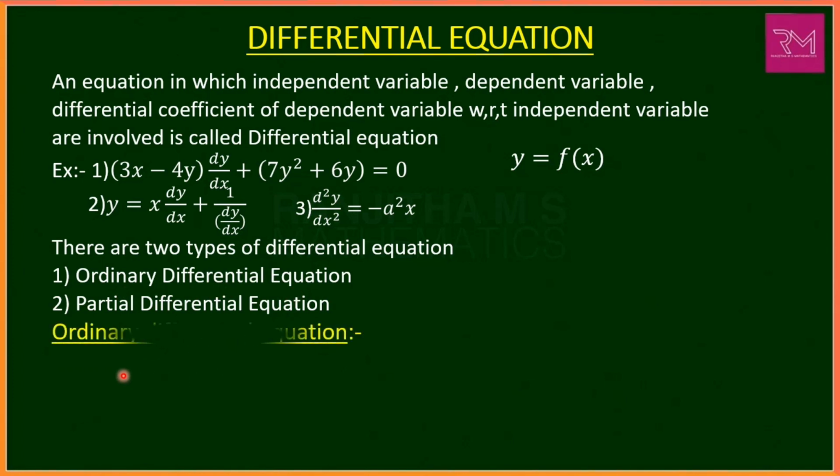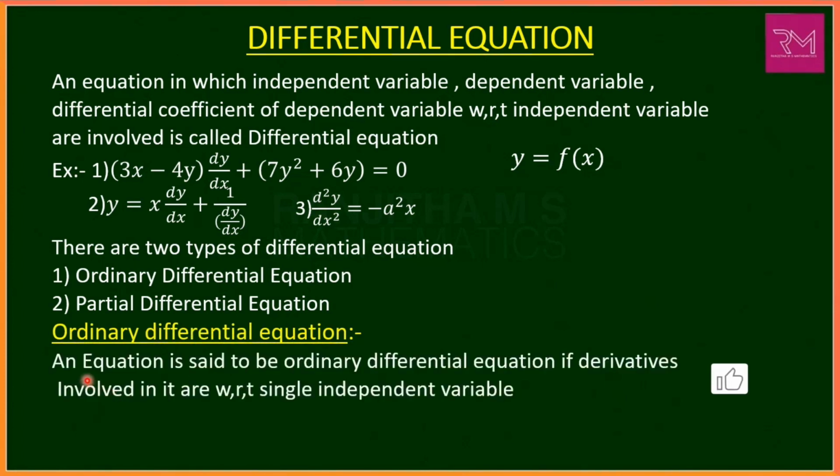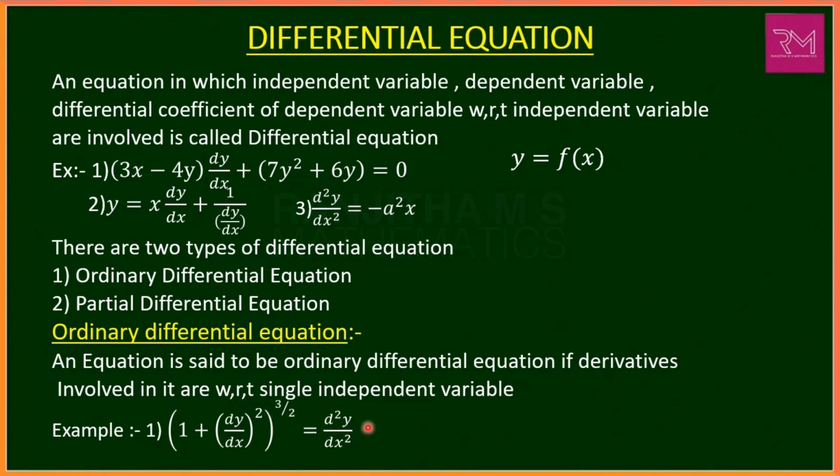Let us see the definition of an ordinary differential equation. An equation is said to be an ordinary differential equation if the derivatives involved in it are with respect to a single independent variable. Let us take an example and explain. Here (1 plus (dy by dx) whole squared) whole power 3 by 2 is equal to d square y by dx square. This is an example of an ordinary differential equation because this equation contains only one independent variable, x. So this is an example of an ordinary differential equation.